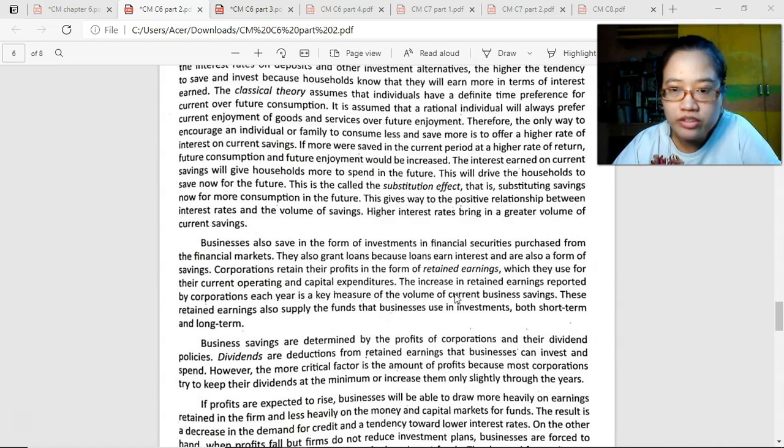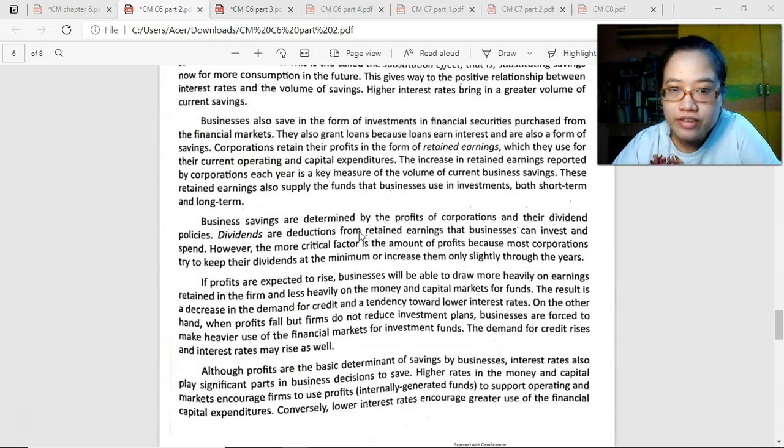The increase in retained earnings reported by corporations each year is a key measure of the volume of current business savings. These retained earnings also supply the funds that businesses use in investments, both short-term and long-term. Okay? Business savings are determined by the profits of corporations and their dividend policies. Dividends are deductions from retained earnings.